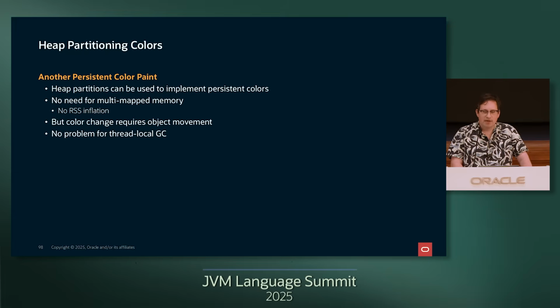But these heap partitions can also be used to implement persistent colors in a way that doesn't really run into the RSS inflation issues that we have with multi-map memory, because there's a one-to-one mapping to memory still. It's just that we partitioned the heap in such a way that certain bits in the pointers are fixed to a certain bit. One limitation of this is that you can't just change the color without moving the object as well. But that's no limitation in this scheme.